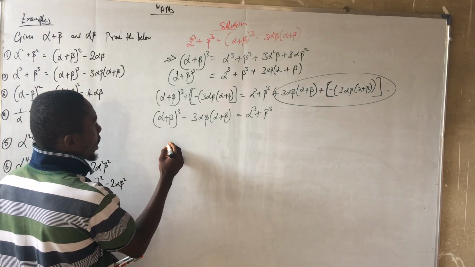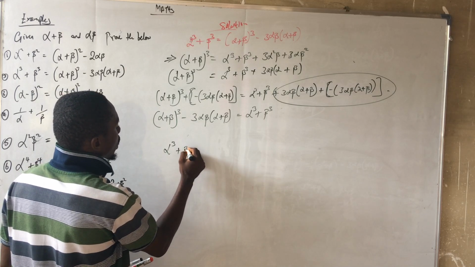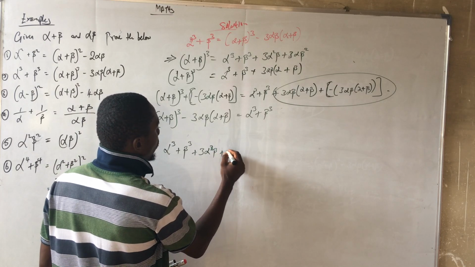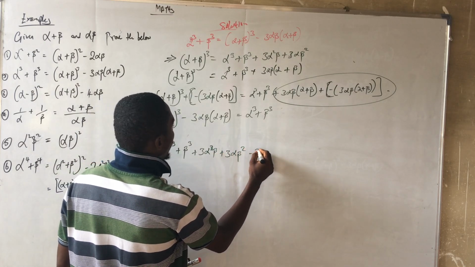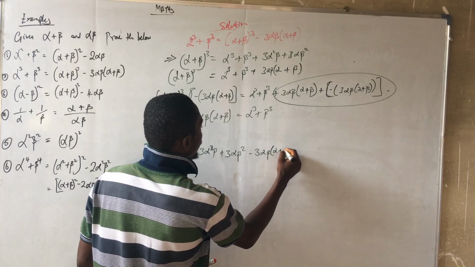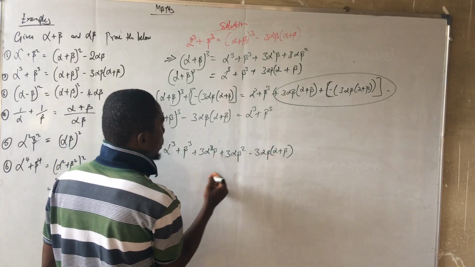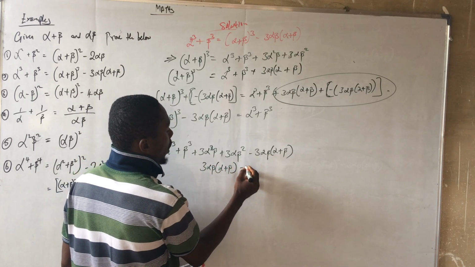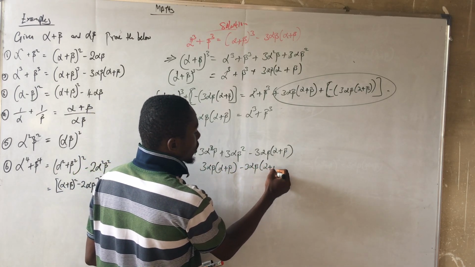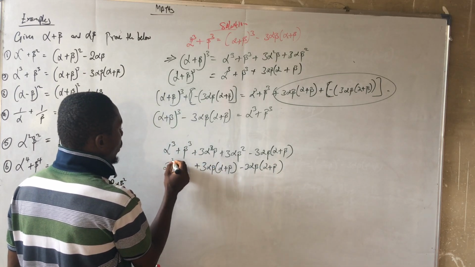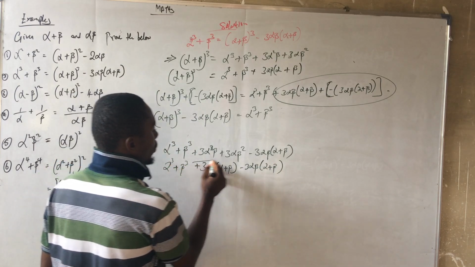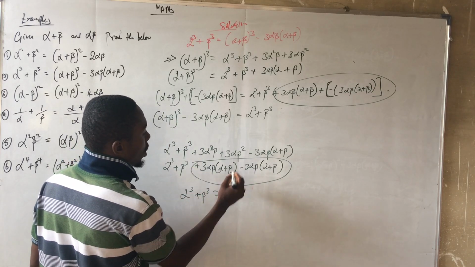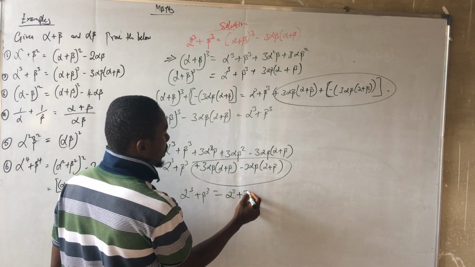So now open this bracket, and I have alpha cube plus beta cube plus 3 alpha square beta plus 3 alpha beta square minus 3 alpha beta (alpha plus beta). So I'll now make this one look like this again. I'll now have 3 alpha beta (alpha plus beta) minus 3 alpha beta (alpha plus beta), so now plus alpha cube plus beta cube. You now find out that this will take care of this. We'll now have that alpha cube plus beta cube is now equal to alpha cube plus beta cube.